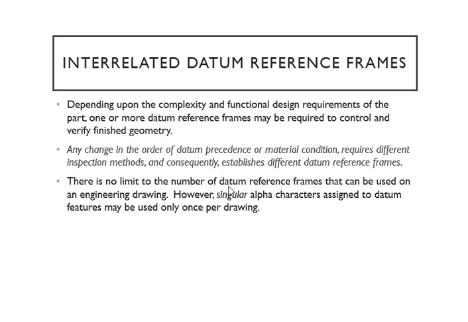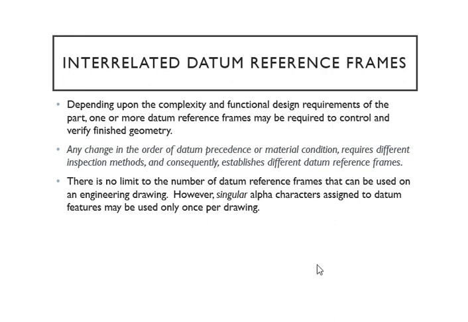Of course, we need these frames to control and also verify the features or the finished geometry of that part. So if you have a change in the order of the datum precedence or material condition, you will have to come up with different inspection methods. If you come up with different inspection methods, you will have to have a different reference frame. You need the reference frame to do the inspection, and that method again depends on the datum precedence and also your material condition. So what is the material of your part?